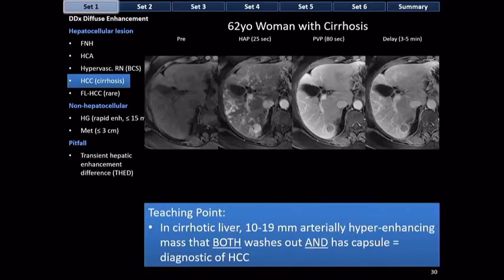So if it's 10 to 19 millimeters, why do we require washout and capsule?